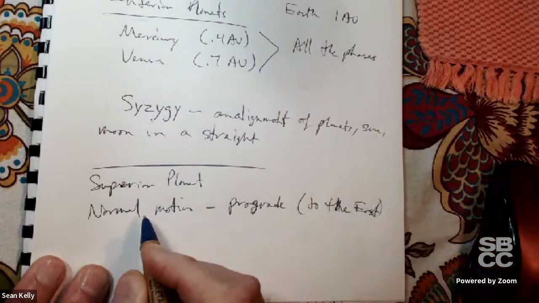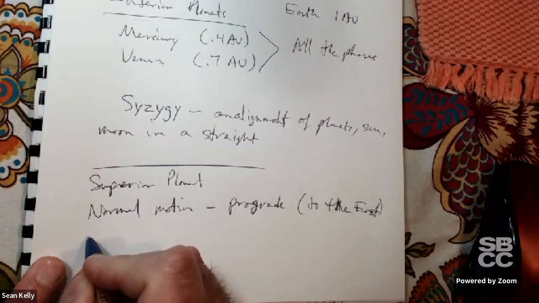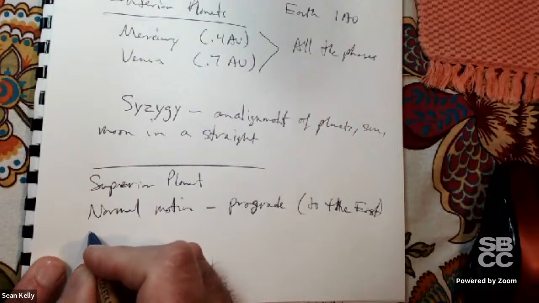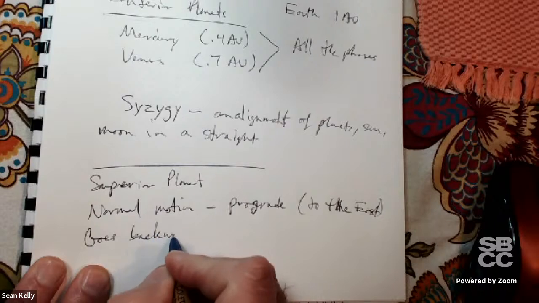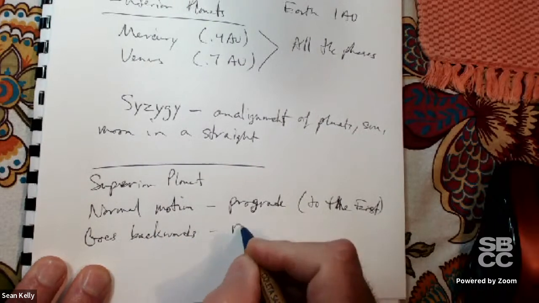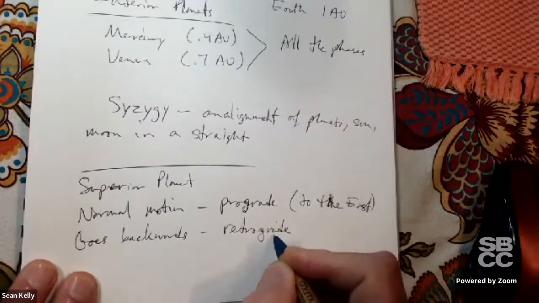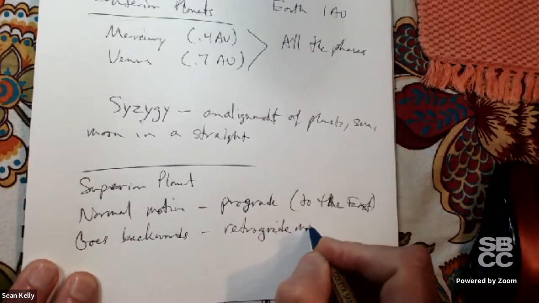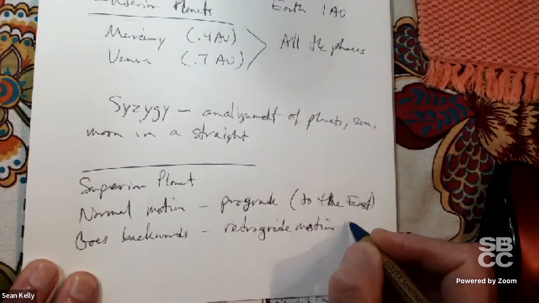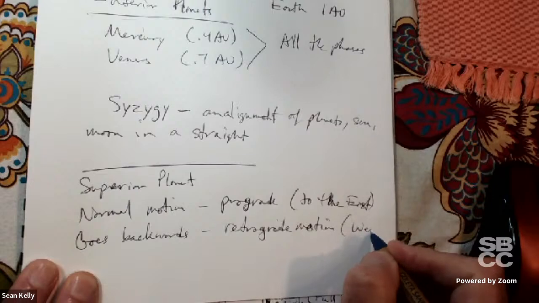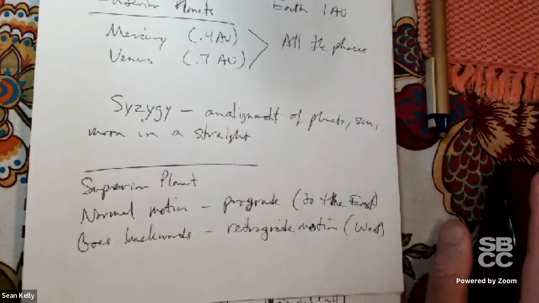But what happens is every once in a while, it will appear to go backwards, right? It goes backwards, but that's actually not quite happening. It's called retrograde motion, which means it's going to stop and then go back towards the west in the constellations, and then it'll go back to normal. It'll be prograde again.